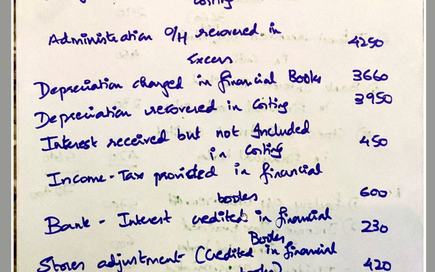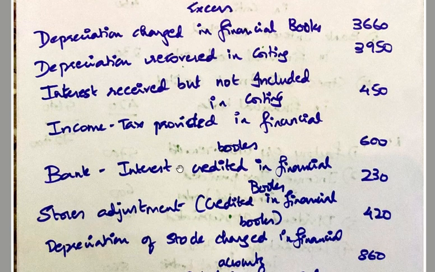Income tax provided in financial books, it's an expense, so you will minus it. Bank interest credited in financial book. Credited means basically it's a profit. Okay, so bank interest credited in financial books, you will add it. It's a financial income. So basically it is included in financial book but not included in cost book, so you will add it in order to include it in your cost books.